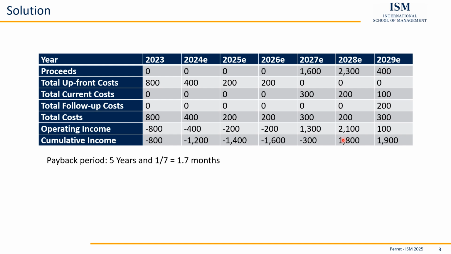So I can multiply 1/7 with 12 months. And if I do this, I get also the month I need to cover in addition to the 5 years, which I have here with negative values. So it's always all the years which are negative plus the absolute cumulated income the last time it is negative, divided by the operating income in the first year it becomes positive, and this share of a whole year gives the month.